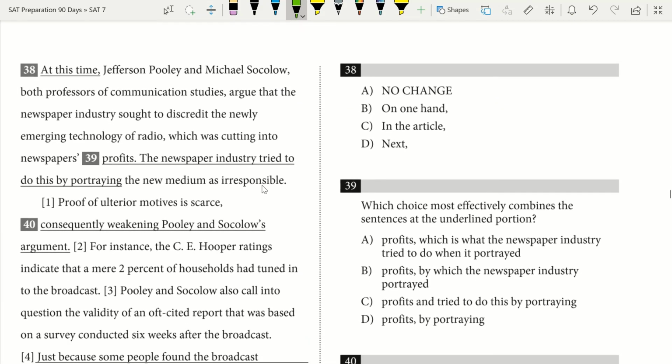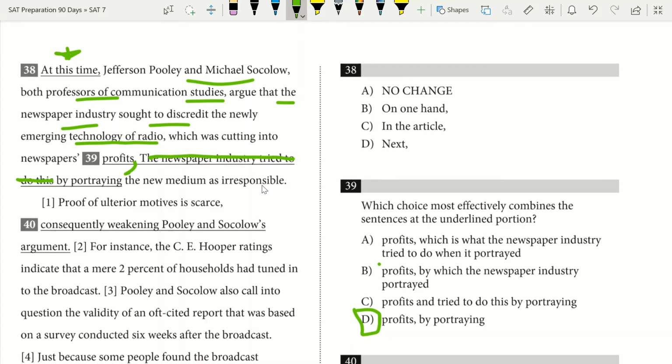Okay, 38, we have a transition, obviously. So we have "Jefferson Pooley and Michael Sokolow, both professors of communication studies, argue that the newspaper industry sought to discredit the newly emerging technology of radio, which was cutting into newspapers' profits." And then it looks like we're going to connect these two. Yep, so we have "the newspaper industry tried to do this by portraying the new medium as irresponsible." Okay, we should just have "by portraying." So we should have a comma after profits, and then "by portraying the new medium as irresponsible." We already say this, so we want to cut out everything I just cut out. So we've got answer choice D for number 39.